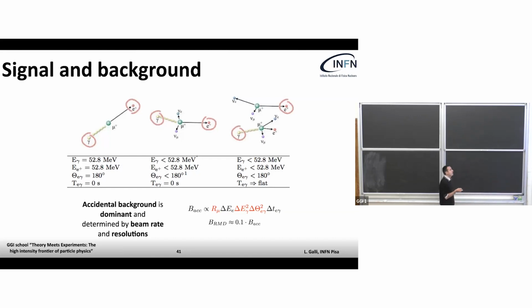But the problem is that this is not true for the accidental, because this is how the probability of an accidental scales, and as you see, it's proportional to the rate of mu, plus others that we are going to discuss. Given the rate of mu of 10 to the 7, 4 times 10 to the 7 for MEG2, for example, but also for the previous edition of this search with the MEG experiment, the accidental is the dominant.